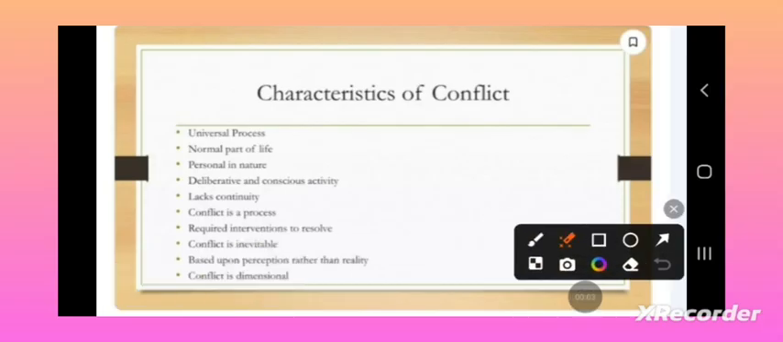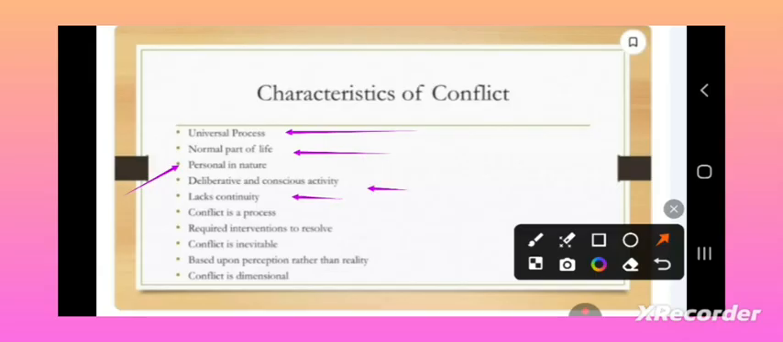Characteristics of conflict. It is a universal process. Conflict is a phenomenon found everywhere. It's a normal part of life, an expected and regular occurrence. It is personal in nature, involving individuals and their relationships. It is a deliberate, conscious activity, usually undertaken with awareness and intent.